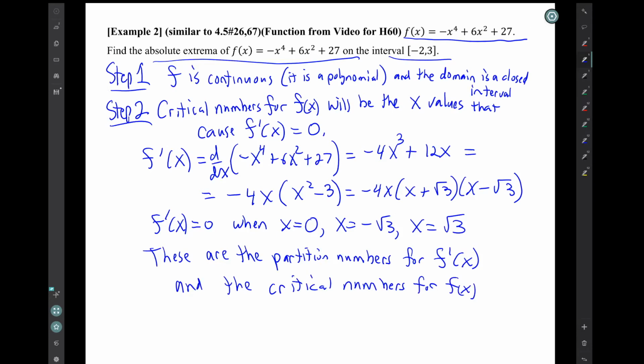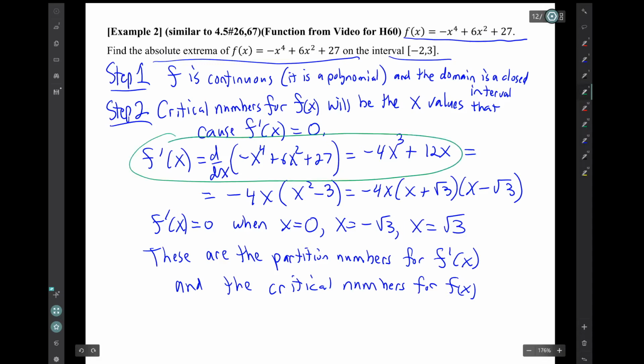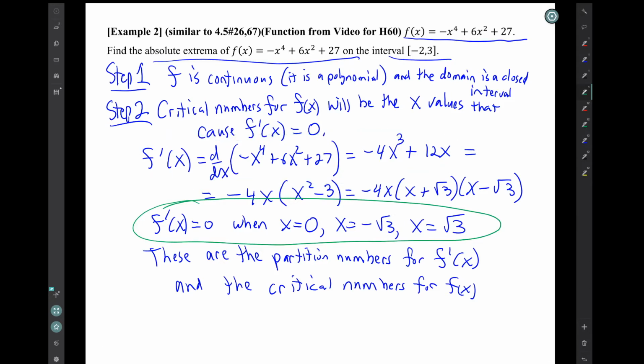So we are looking for critical numbers for the function f of x. Now, as in the previous example, f is a polynomial, so its y values always exist. F prime is also a polynomial, so its values always exist. So there are no x values that cause f prime to not exist. There are some x values that cause f prime to be 0. Those are the only numbers that can be partition numbers for f prime, and they're automatically critical numbers for f of x because they're numbers where we know that f of x exists, because f of x is a polynomial. F of x always exists. So we've done step 2.